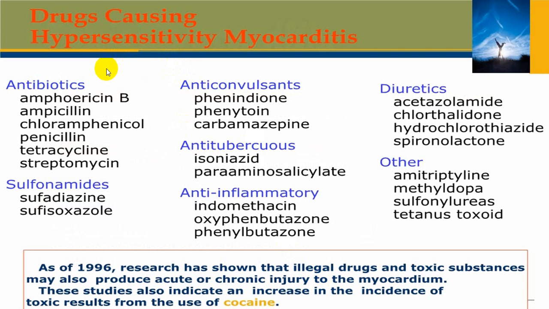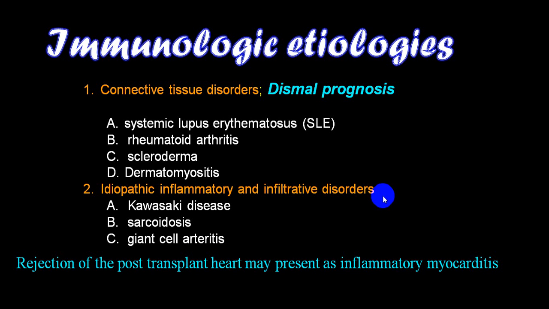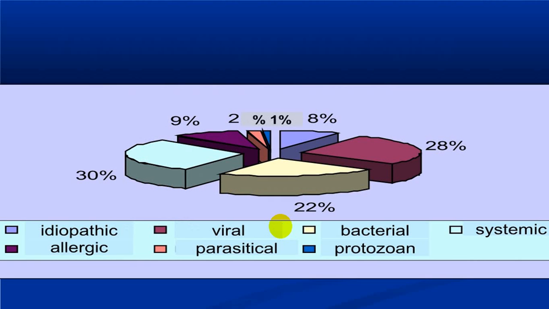These are drugs, a big list of drugs. One of the most common: sulfonamide, ampicillin, the two most common. And there is a big list: anticonvulsant, antitubercular, anti-inflammatory, diuretics, amitriptyline, methyldopa, sulfonylureas, etc. These are immunological, we already told you: SLE, RA, scleroderma, dermatomyositis come topmost of the list. Even giant cell arteritis, sarcoidosis.